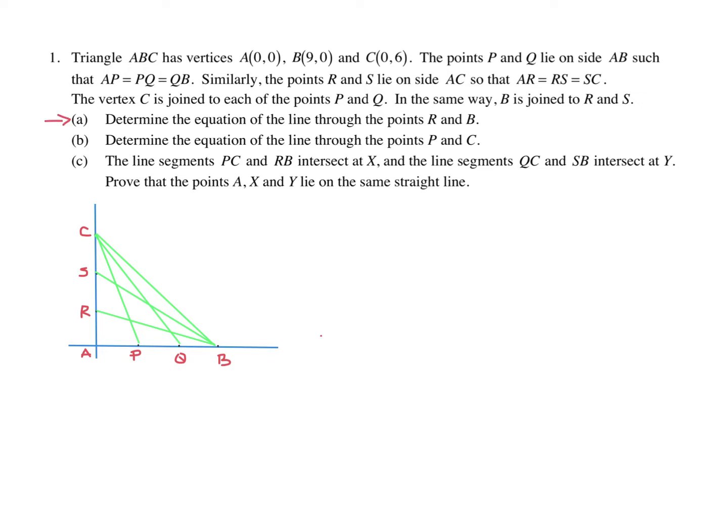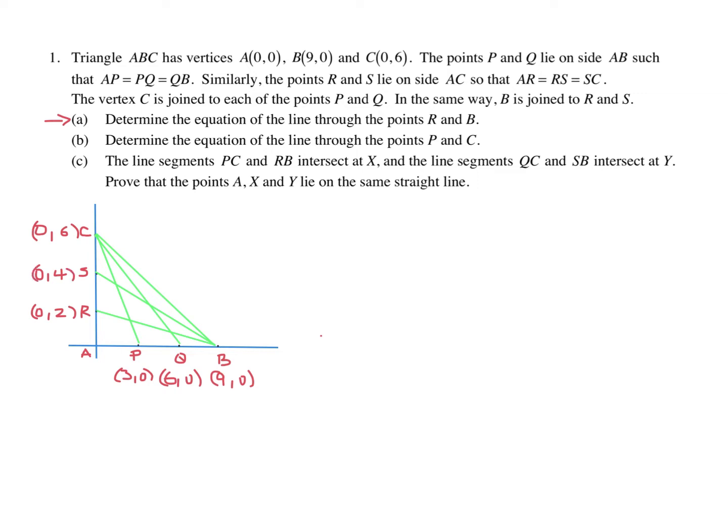Determine the equation of the line through R and B. Okay, so they want you to figure out that equation. That shouldn't be a big problem. C is already given to us as (0, 6), correct? And B is already given to us as (9, 0). And then they tell me these very important equalities, and that allows me to figure out the coordinates for P and Q and S and R. That doesn't take that long. Since they're equal, this is going to be (3, 0), and this is going to be (6, 0). Very similarly, this is going to be (0, 2), and this will be (0, 4).